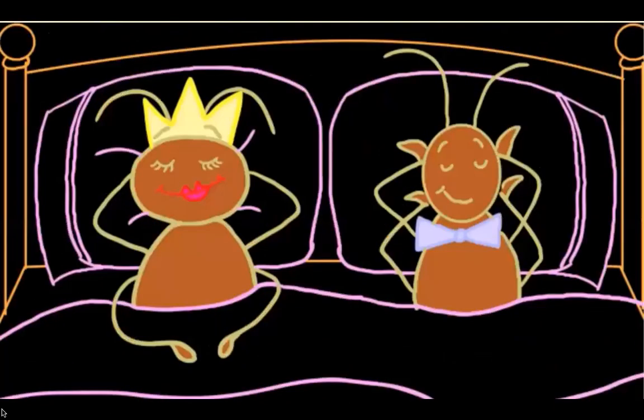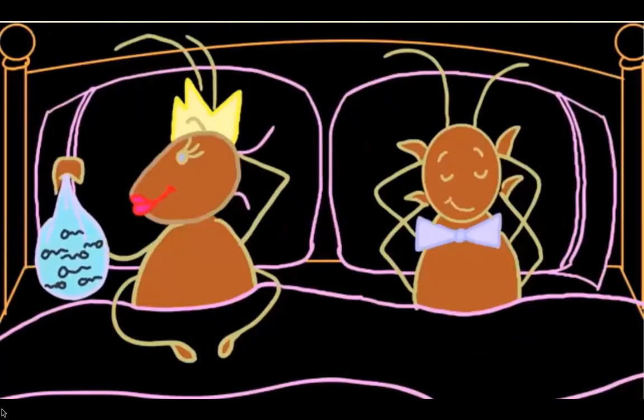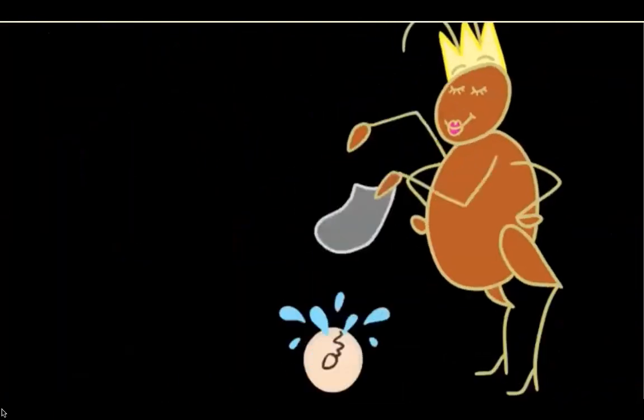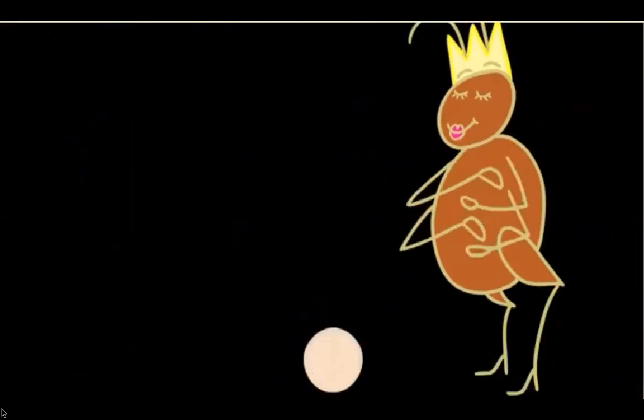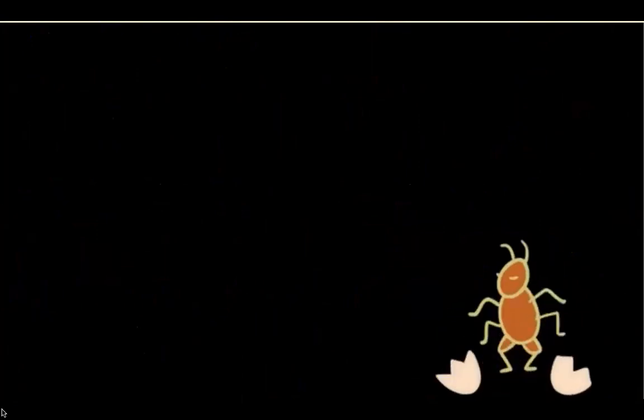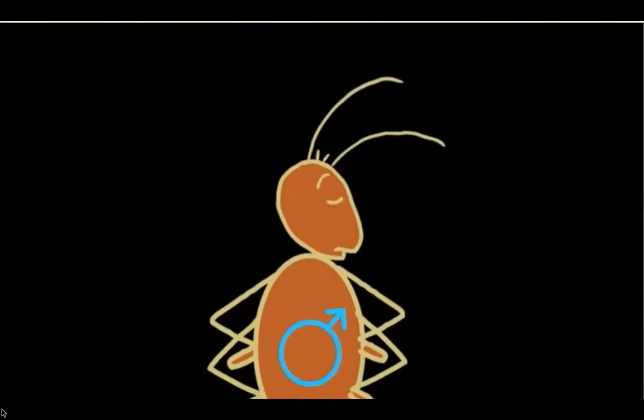Now, the queen will mate and then store sperm from the males, and this is where the system gets really interesting. If the queen uses the stored sperm to fertilize an egg, then that egg will grow up to become female. However, if she lays an egg without fertilizing it, then that egg will still grow up to be an ant, but it will always be a male. So you see, it's impossible for male ants to have fathers.